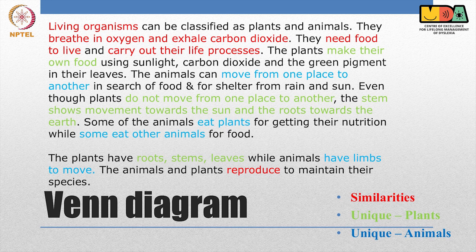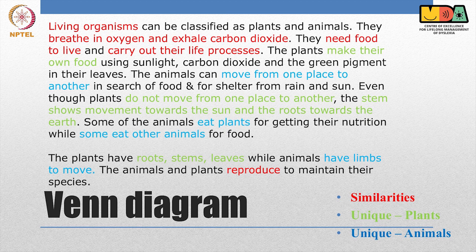They need food to live. Again, both plants and animals need food. So, it is going to go in the intersecting portion, but there is a difference in the way that plants and animals prepare their food. So, the next line says they make their own food. Under plants I am going to write they make their own food, and by inference it means the animals do not prepare their own food. So, for the sake of consistency I am going to write animals do not make their own food.